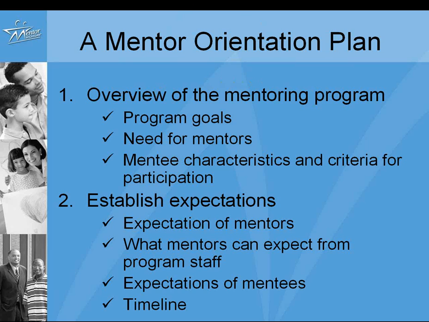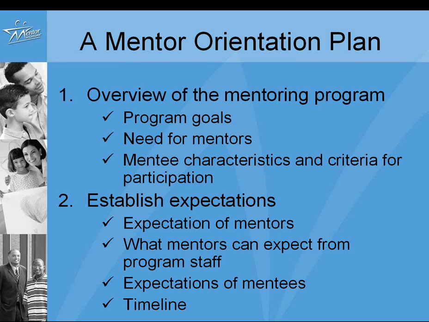So participation for mentors and then also the participation of the mentees, so they start to understand the characteristics of some of these kids that they're going to be working with in your program. You should focus on establishing expectations for the mentors, mentees, and program staff.